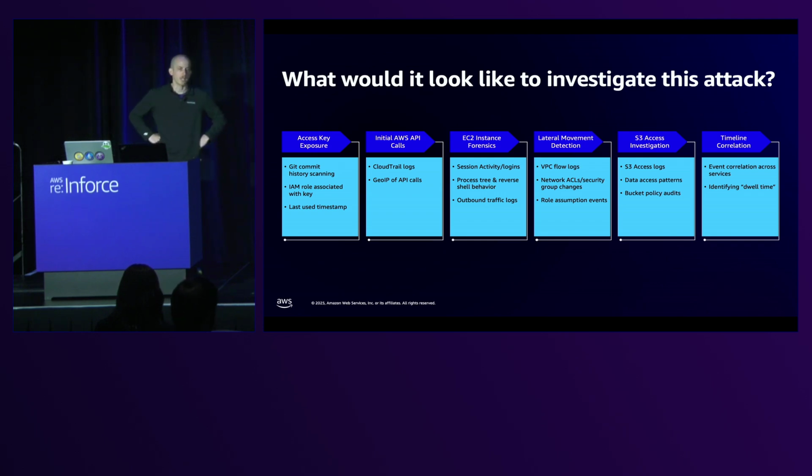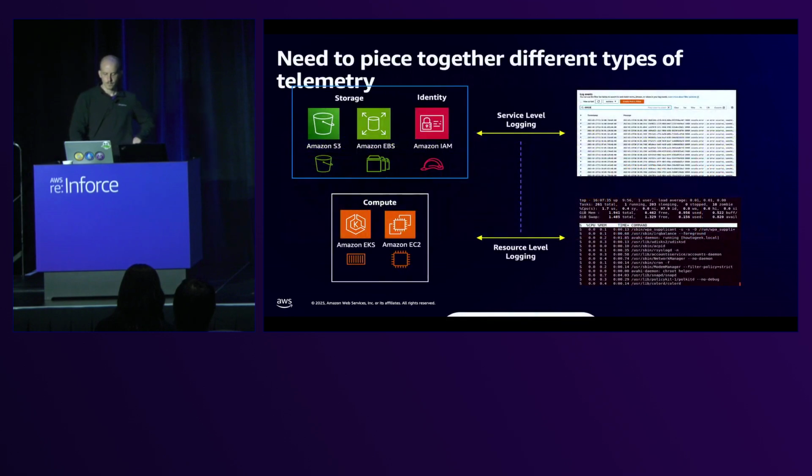So it's important to understand the steps that the attacker or adversary took, and understand how long the dwell time was. We see through our threat intelligence that some adversaries and e-crime actors are trying to achieve long-term persistence and live off the land as long as they can. So with that said, the goal is to piece together different types of telemetry.